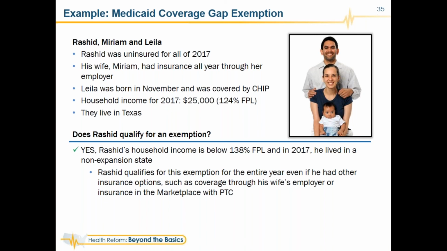He can be qualified even if he had an offer of coverage through his wife's employer, for instance. Maybe there was an offer of coverage there, it was expensive. Maybe there was an offer of coverage there and he was just too lazy to enroll. Doesn't matter. He can still qualify for this exemption. Or if he was eligible for marketplace coverage, it doesn't matter. As long as his household income is below 138% and he's in a non-expansion state, he can qualify for this exemption.